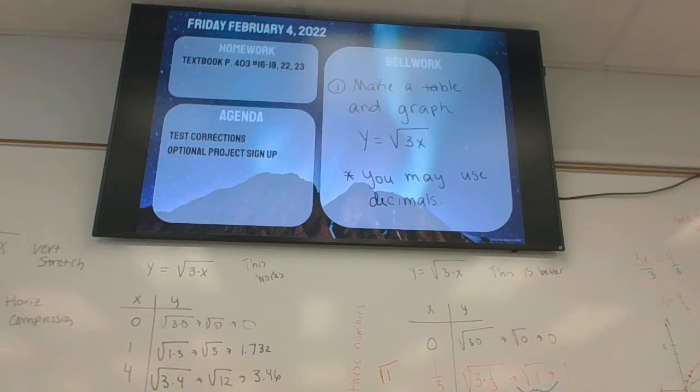Oh. Vertical stretch, horizontal compression. Both graphs are taller. You see the difference? Jordan, do you see the difference? This number here is going to make a taller graph, vertical stretch. This number here is going to make a taller graph, what you call a horizontal compression. But they're the same kind of. Okay.